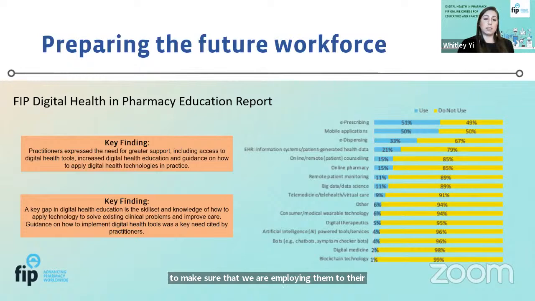And we look at what needs and gaps were reported by practitioners. One of the greatest needs was helping understand what is the appropriate skill set and knowledge for how to apply technology to existing clinical problems to improve care. It's not just an understanding of what exists, but how do we actually leverage it? How can these existing tools be used in my everyday practice to actually improve patient care? And then practitioners also expressed a greater need for support, including access to digital health tools and greater education and knowledge on how to apply them in practice. Next slide.